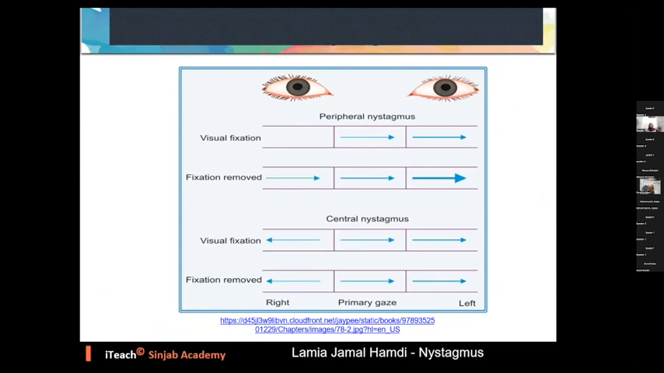While the central nystagmus is bidirectional. That means to the left in the left gaze and to the right with the right gaze. It's not improved with visual fixation, and the fast phase is toward the side of the lesion.